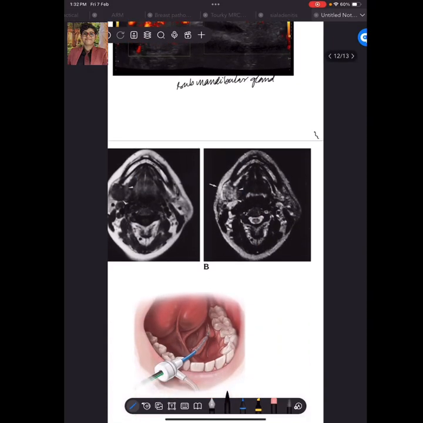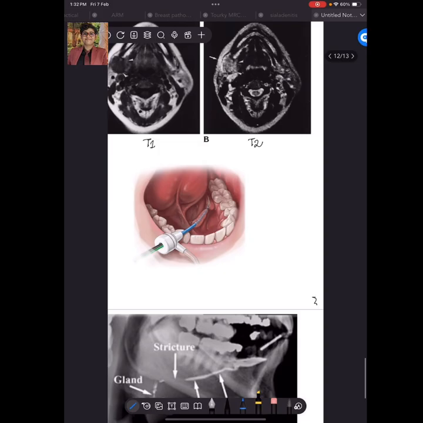Now this is the MRI picture. This is the T1 weighted image and this is the T2 weighted image. In the T1 weighted image, the area is hypointense, whereas in the T2 image the area is hyperintense. So in this way we can differentiate. Now the next investigation is very specific: sialoendoscopy, which includes insertion of an endoscope through the opening of the duct. So this is sialoendoscopy.